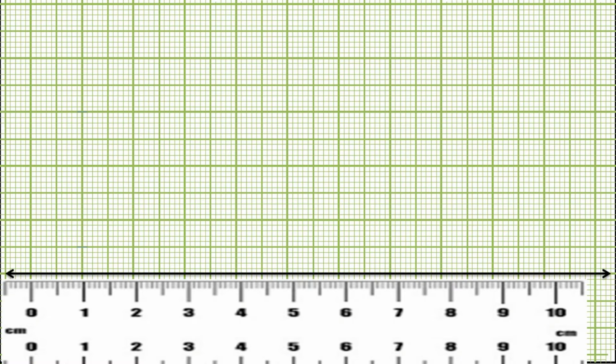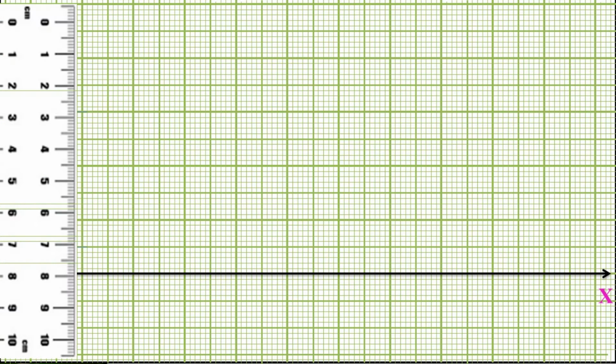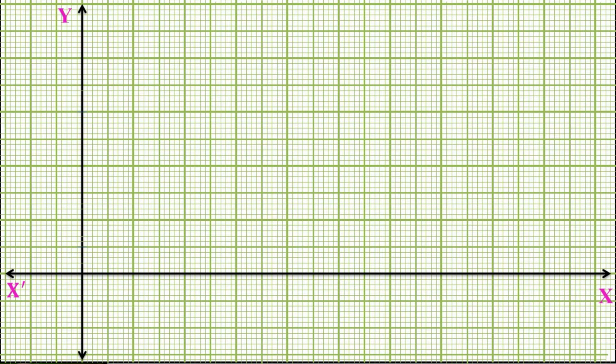Now we draw a horizontal line, that is the x-axis, mark x and x dash. Now we draw a vertical line, that is the y-axis, mark y and y dash. The place where they intersect is the origin, we mark that as O. Origin means 0.